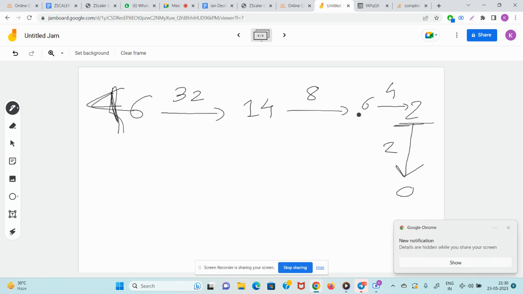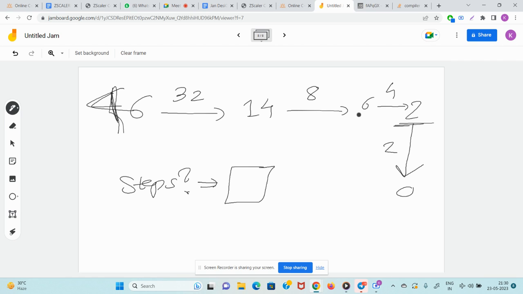So guys, how many steps did it take? What is the answer for killing 46? The people good with bit manipulation already know what to do, but still. Guys, how many steps did it take? It took 1 step, 2 step, 3 step, 4 step. It took 4 steps.